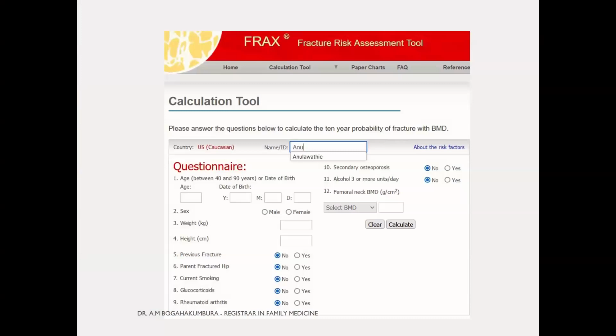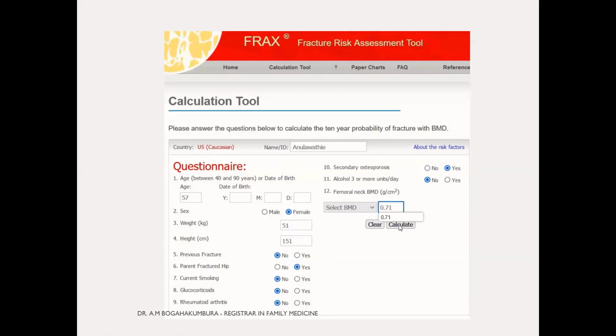And we calculated the fracture risk assessment according to the FRAX tool. This is how we assess fracture risk. We have to enter the data of the patient. Age is 57, female. Weight is 51. Height is 151. She had no previous fractures. She had a parent with a fractured hip. Not currently smoking, no current glucocorticoid treatment, no rheumatoid arthritis, secondary osteoporosis yes, because of early menopause not treated, not alcoholic.